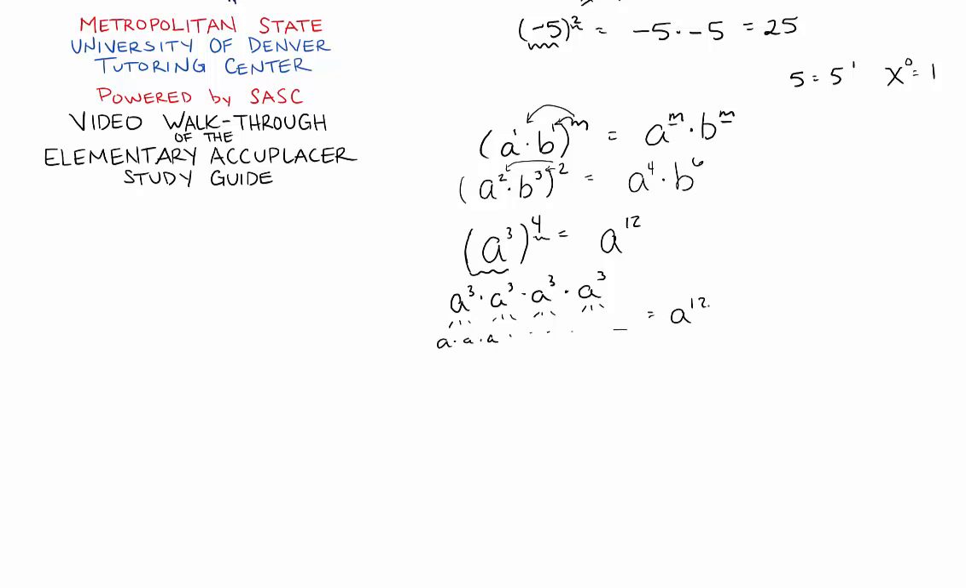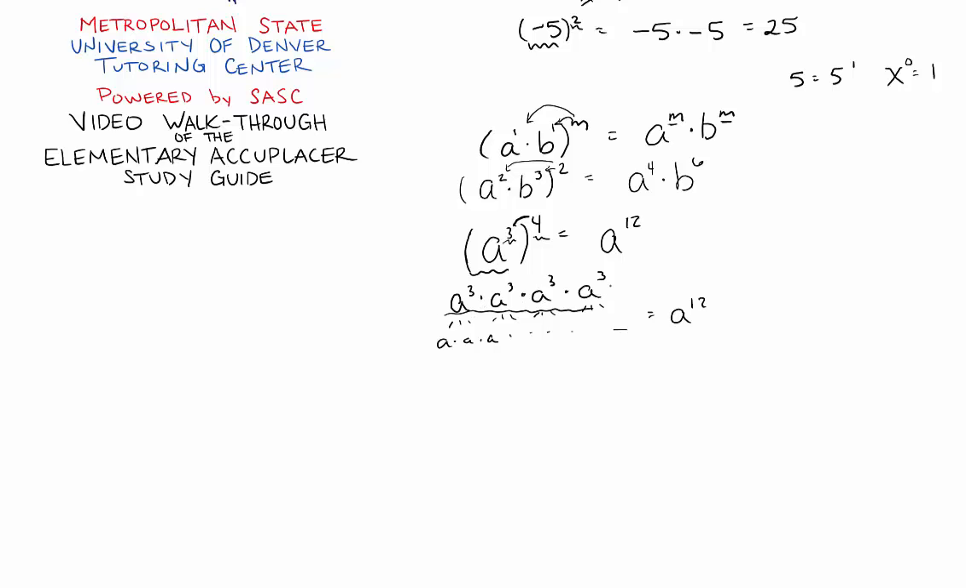And that brings up another rule. So just a quick recap of this rule: if I have a to some exponent and I raise it to another exponent, I'm multiplying those two numbers. Right here we can see that I have a to the third times a to the third times a to the third times a to the third.